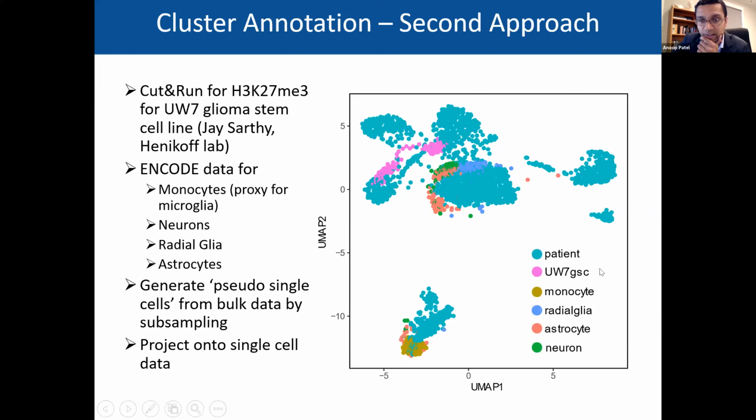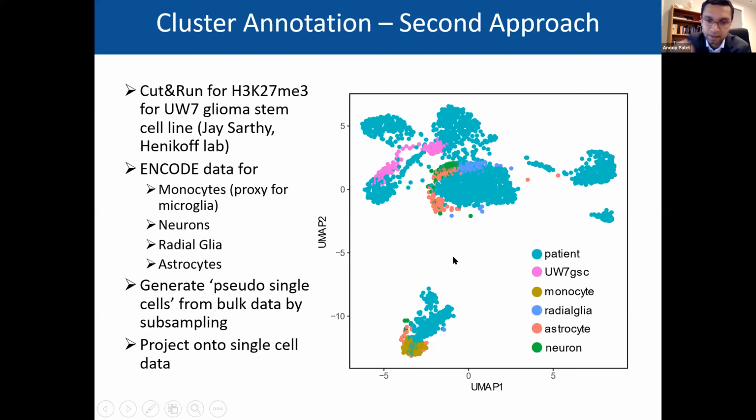And so you can see, in pink is the UW7 glioma stem cell line, subsampled and then projected onto the data. You can see that it identifies a couple of clusters here as being very similar to the K27 trimethylation profile of the cell line. And then using the ENCODE data, it very readily identified this cluster as monocytes.